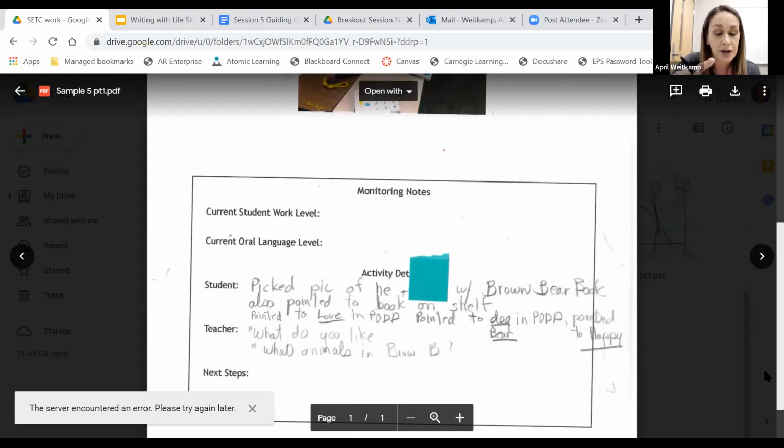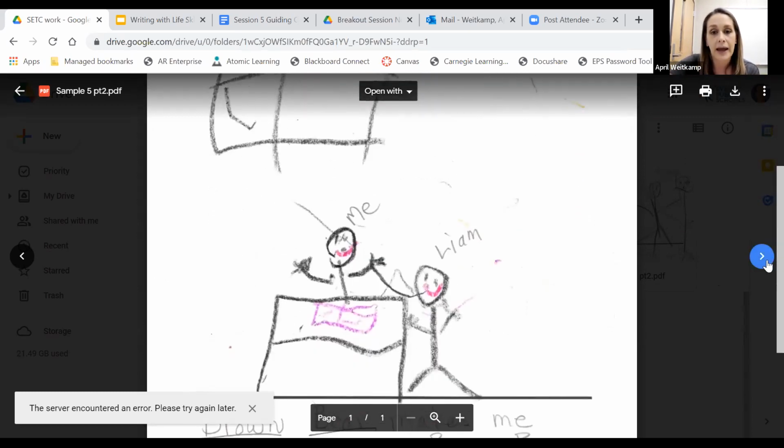So he chose this picture, and then he turned around to where Brown Bear was stored on the shelf. And then he pointed to love, he pointed to dog, he pointed to bear. He was all about talking about this particular picture. He loves the story Brown Bear, Brown Bear. So I was not surprised that he chose this. But it was so phenomenal how engaged he was in the process of telling us the words that he wanted in the story. And then he did work hand over hand.